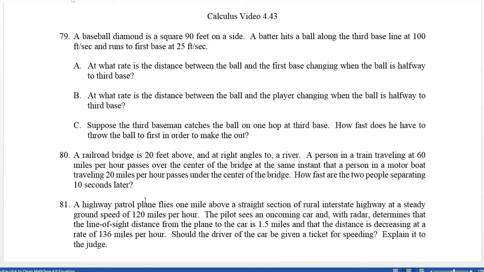So here's a problem, problem 79. A baseball diamond is a square that's 90 feet on a side. Suppose a batter hits a ball along the third baseline, and let's say the ball is traveling at 100 feet per second. And let's suppose he can run to first base at 25 feet per second. At what rate is the distance between the ball and first base changing when the ball is halfway to third base? Okay, that's the first question. Second question, at what rate is the distance between the ball and the player changing when the ball is halfway to third base?